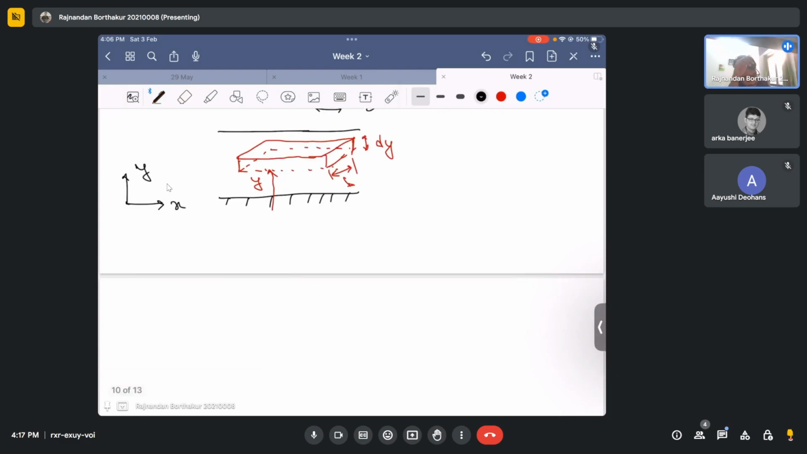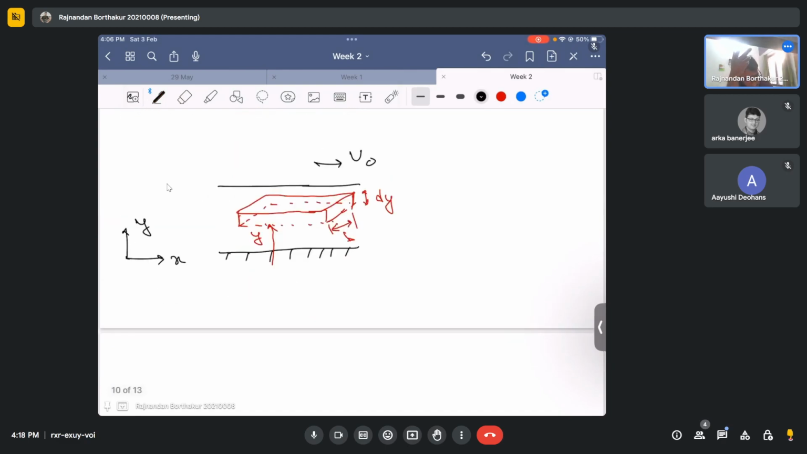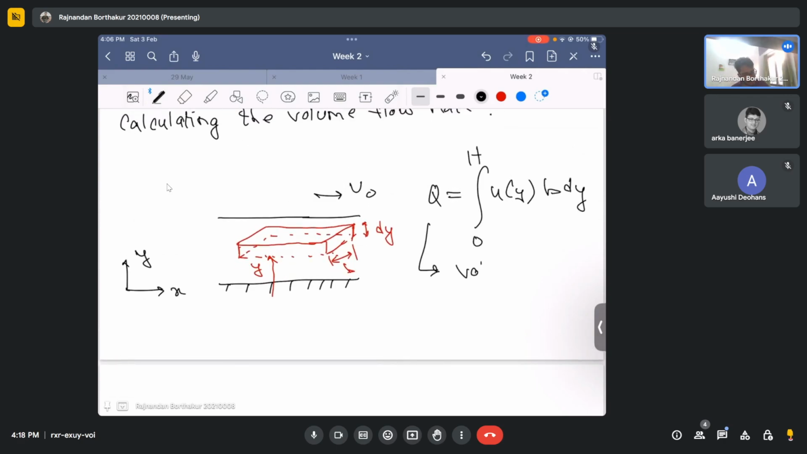So, as she said, she was absolutely right. The volume flow rate Q would be the elemental volume flow rate through this area. So the elemental volume flow rate would be u, which is the velocity, times b dy, because b dy is basically the area. The velocity times the area would give us the volume flow rate, and then integrate it over the entire length of the channel, which is from 0 to h. So we just need to do this integration. So this is the volume flow rate.